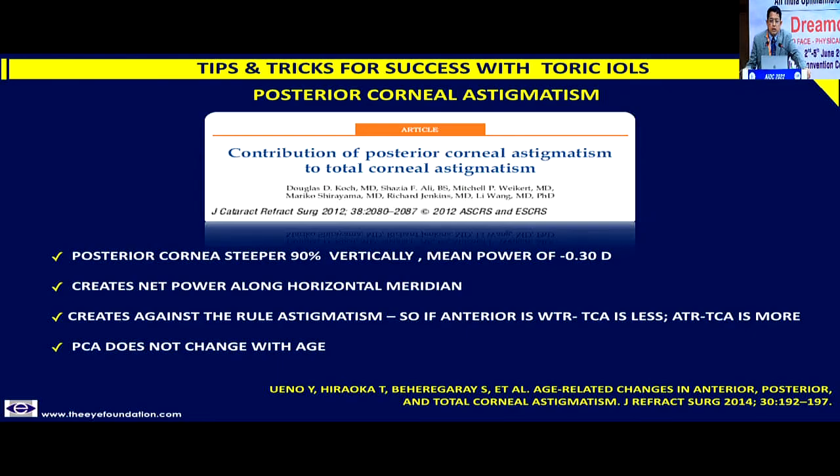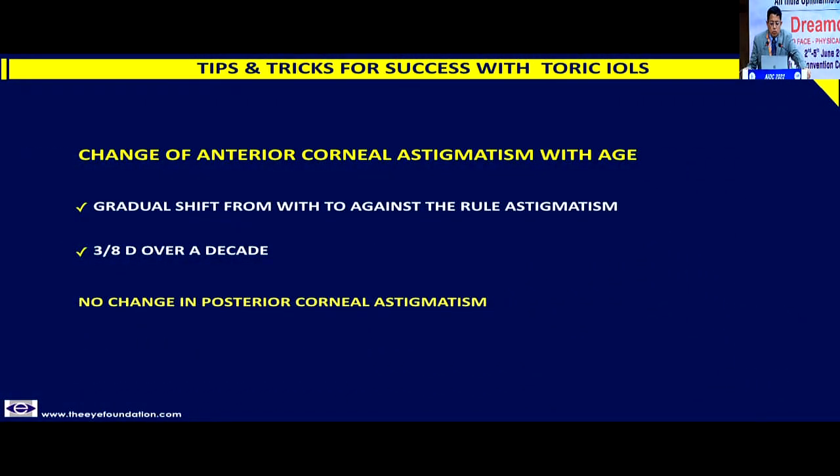And also this posterior corneal astigmatism does not change with the age of the patient, but remains constant right from a young age to older age group. Another very important factor that we need to understand is that the anterior corneal astigmatism shifts over a period of time. It's to an extent of about 3/8 of a diopter for every decade of the lifetime of the patient. That's why you'd find that most of our LASIK patients come with with the rule astigmatism, while most of our cataract patients come with against the rule astigmatism.